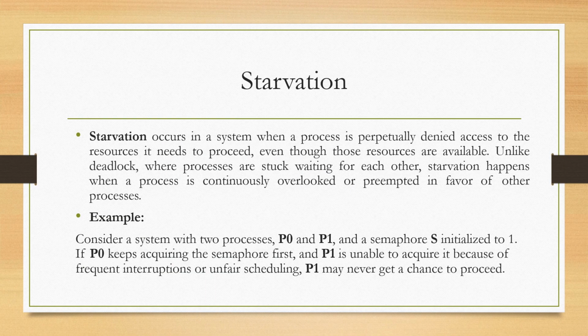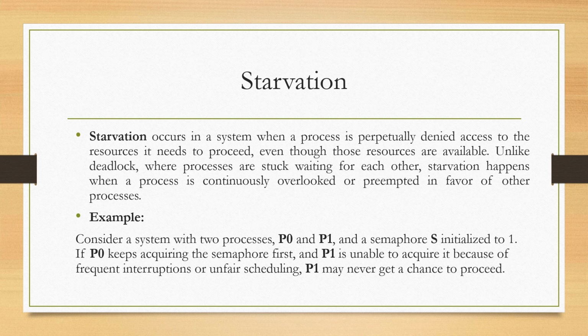Starvation occurs in a system when a process is perpetually denied access to the resources it needs to proceed, even though those resources are available. Unlike deadlock, where processes are stuck waiting for each other, starvation happens when a process is continuously overlooked or preempted in favor of other processes.